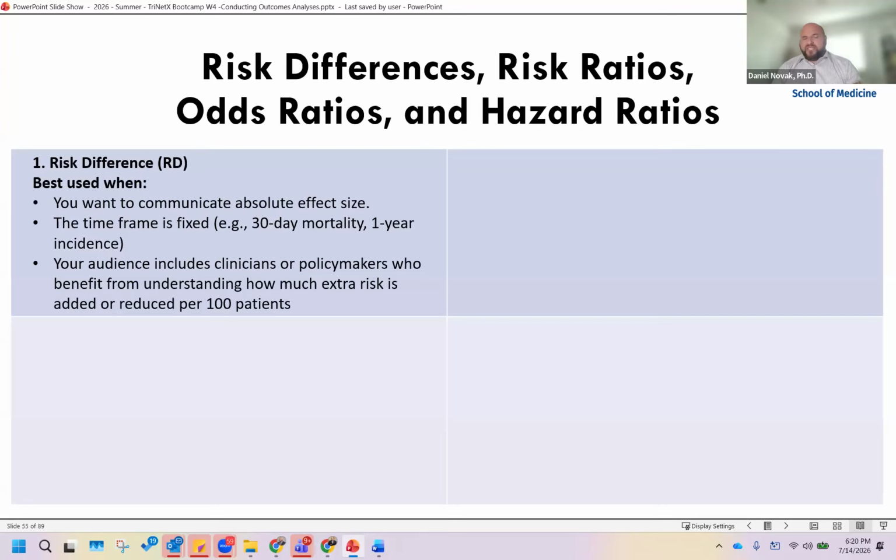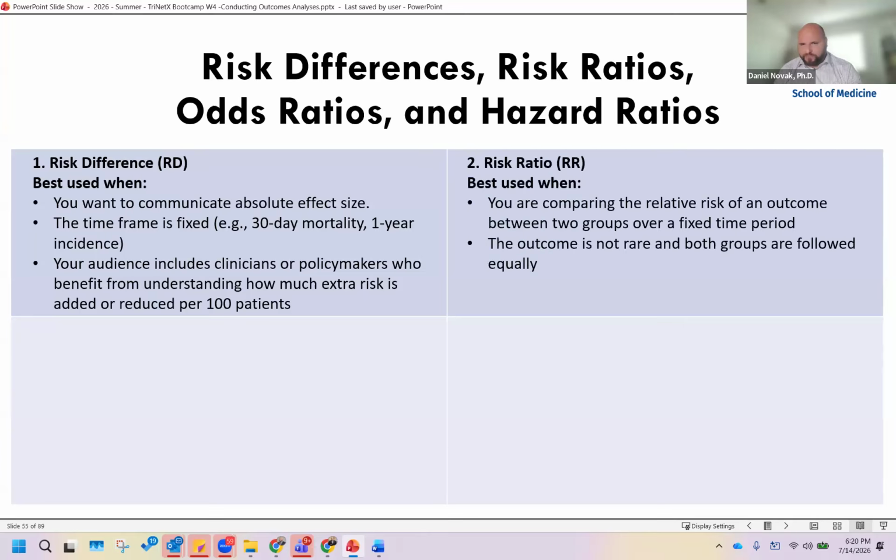Risk difference is super easy to calculate, right? And it's best when you want to communicate the absolute effect size of your two groups, right? So the frame is fixed, right? 30-day mortality, 1 year incidence. And your audience includes clinicians or policymakers who benefit from understanding how much extra risk is added or reduced per 100 patients, for example. That can be one way you can tabulate that.